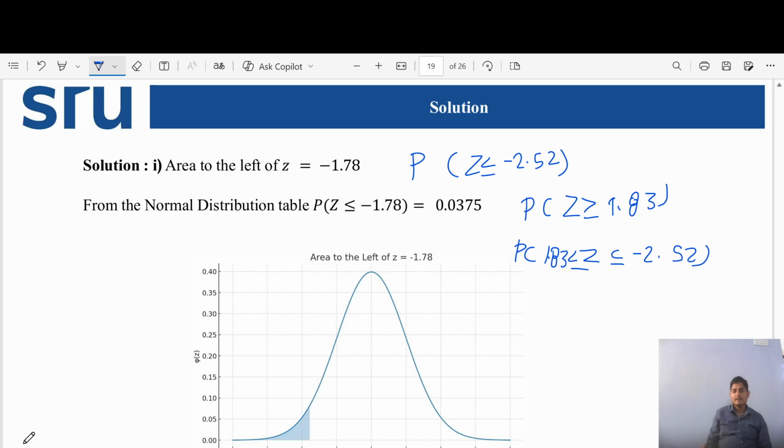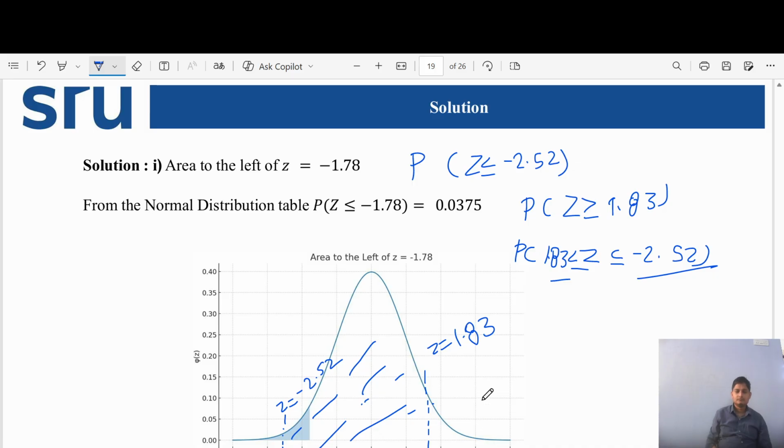And they want the area at 1.83. So 1.83 means something here. Z is equal to 1.83. And minus 2.52 means minus 2.52. So this area. Okay. So how do we evaluate this area?